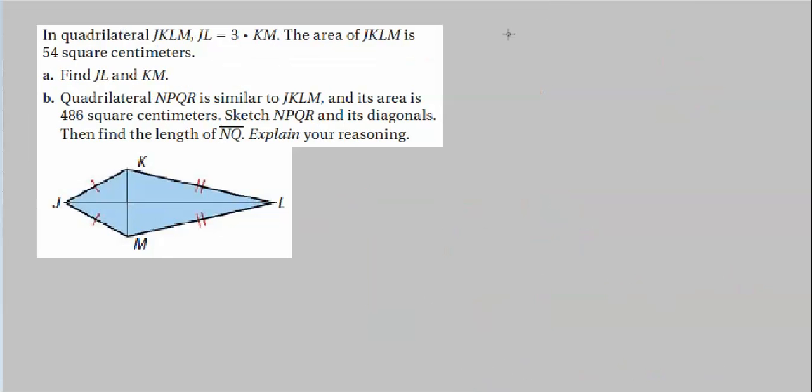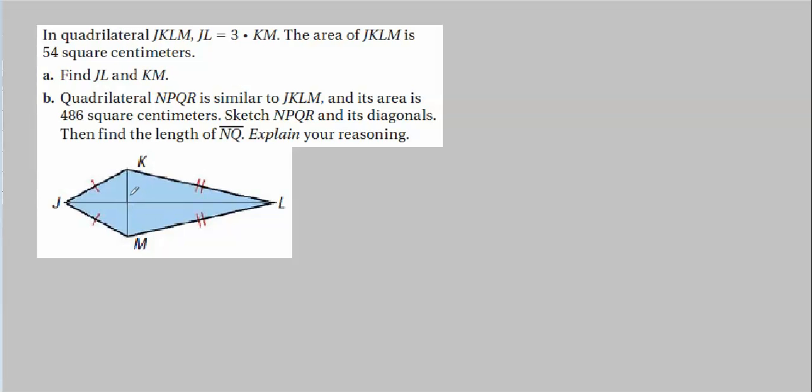Well, for this one, probably the first thing we have to remember is the area for a kite. Maybe that's the second thing we have to remember. Maybe the first is the definition of a kite, where the two adjacent sides are congruent. So this is a kite.